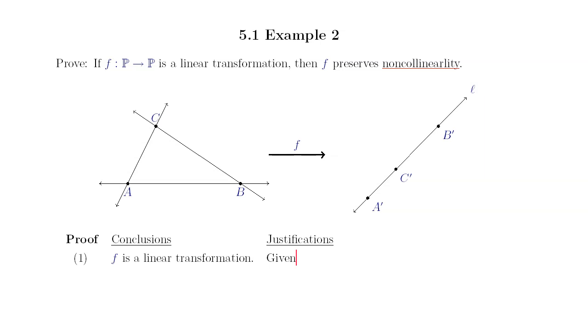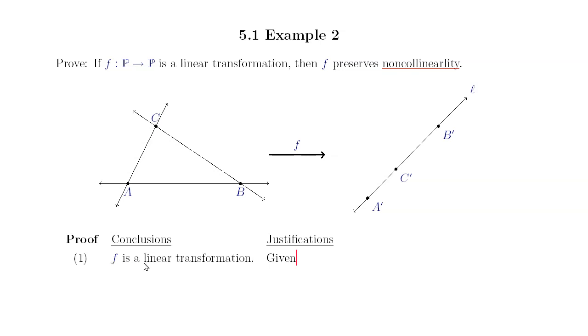All right, let's look at section 5.1, example 2. We want to prove that if f is a linear transformation from plane P to itself, then f preserves non-collinearity. All right, so let's start with the given.